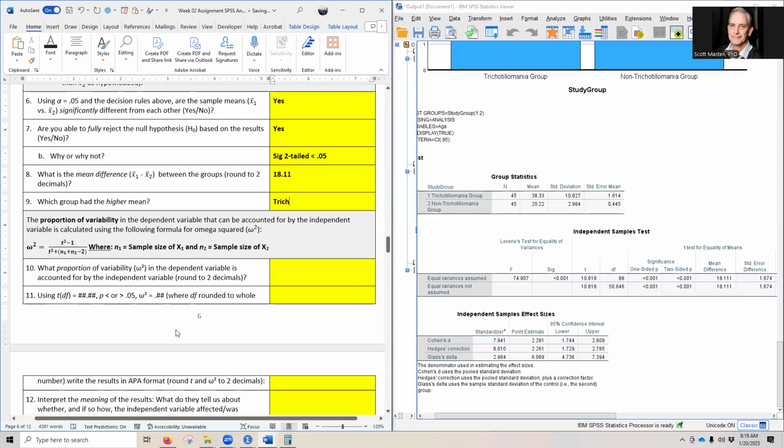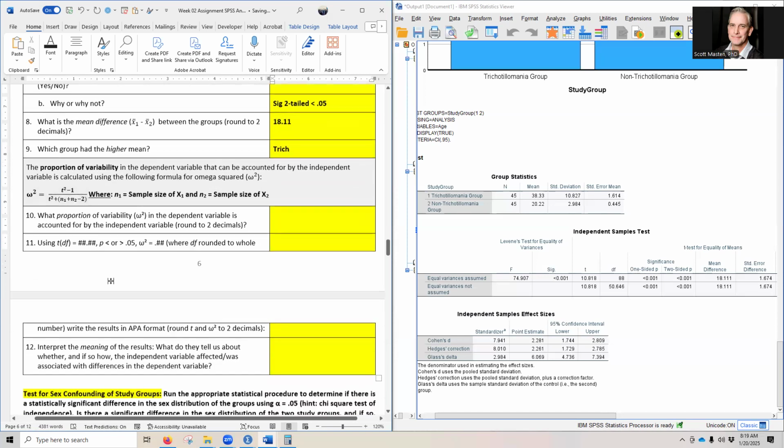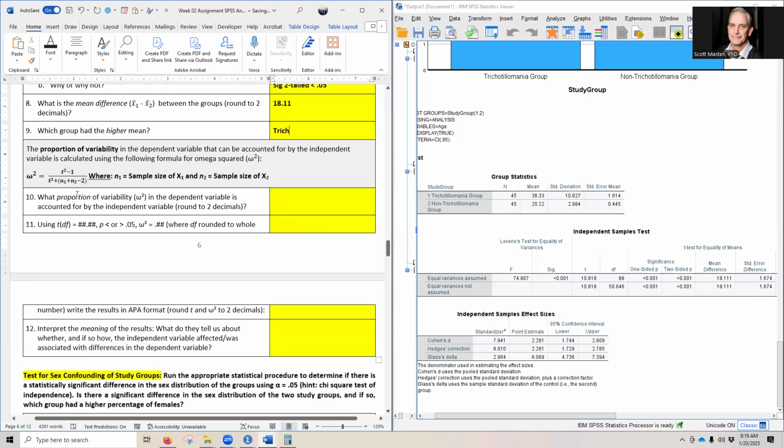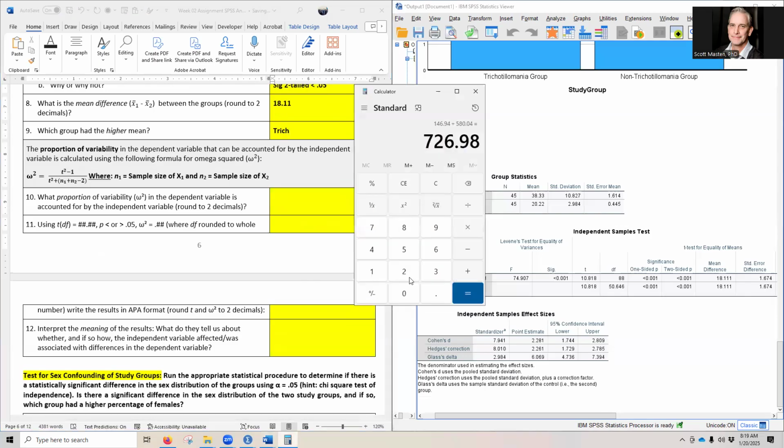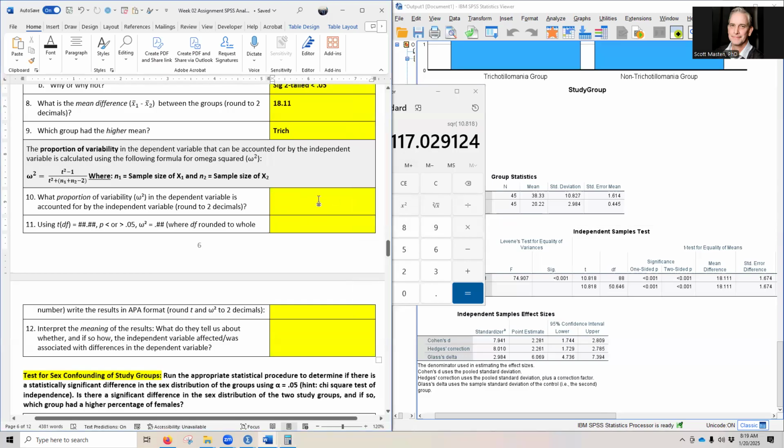We've got to calculate our omega squared, and that's a little complicated. So I will put the formula in here. We need t squared minus 1 up top. T is right here. We've got to square it. So I'll pull up the calculator and do 10.818 squared, and I'm just going to round that as 117.03. So 117.03, oh, minus 1.